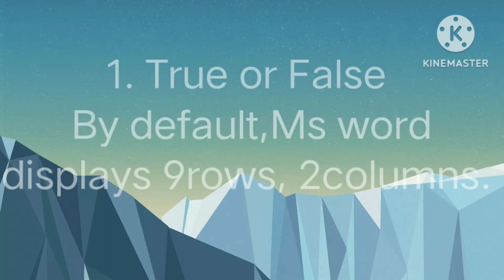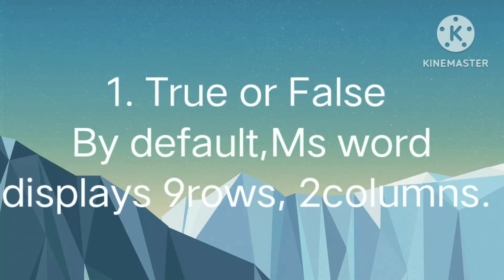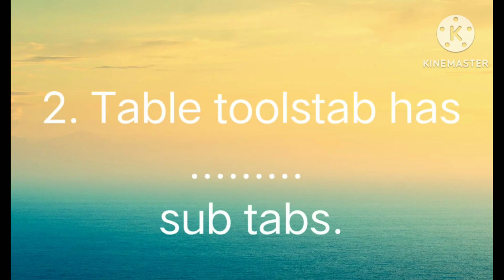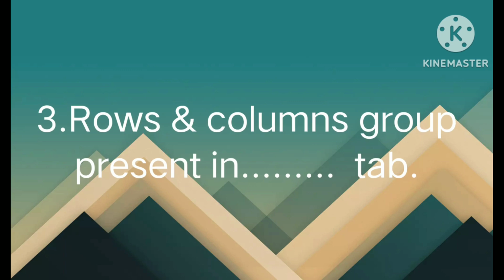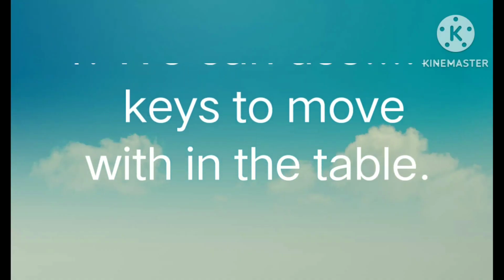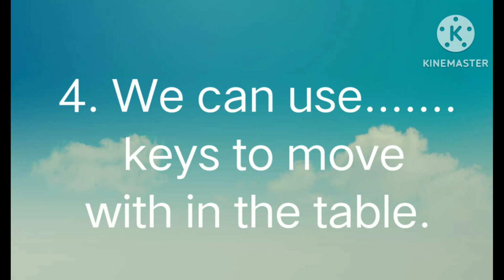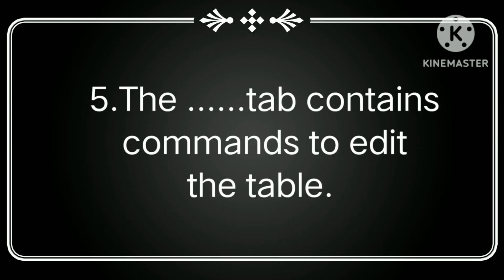Try to tell the answers for these questions. True or false? By default, MS Word displays 9 rows, 2 columns. The Table Tools tab has dash subtabs. The rows and columns group is present in the dash tab. We can use dash keys to move within the table. The dash tab contains commands to edit the table.